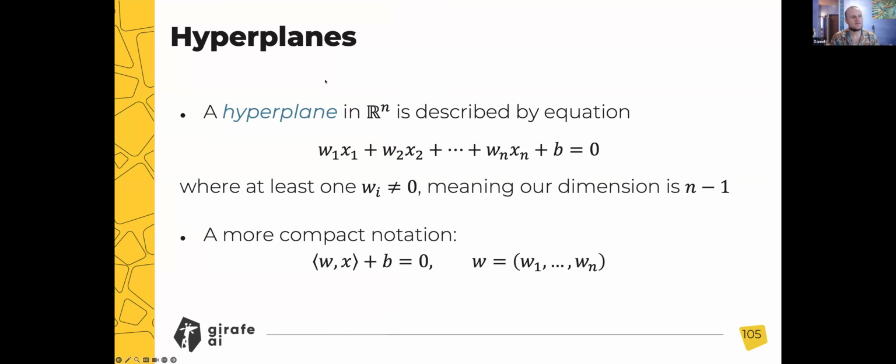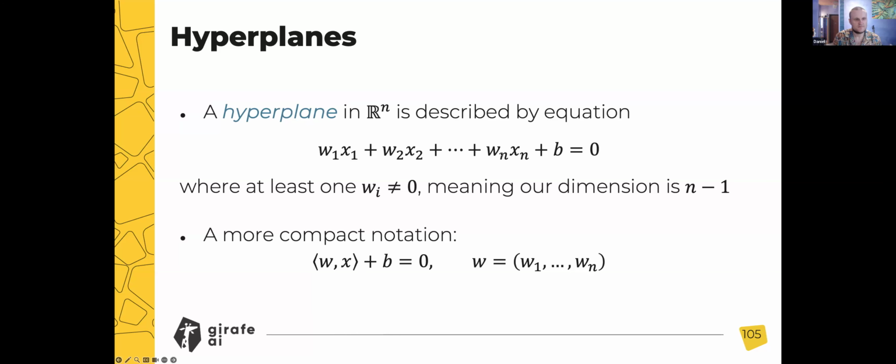Being boring, we can say that a hyperplane in Rn is something described by this equation. It has n variables plus some free variable which does not depend on n.